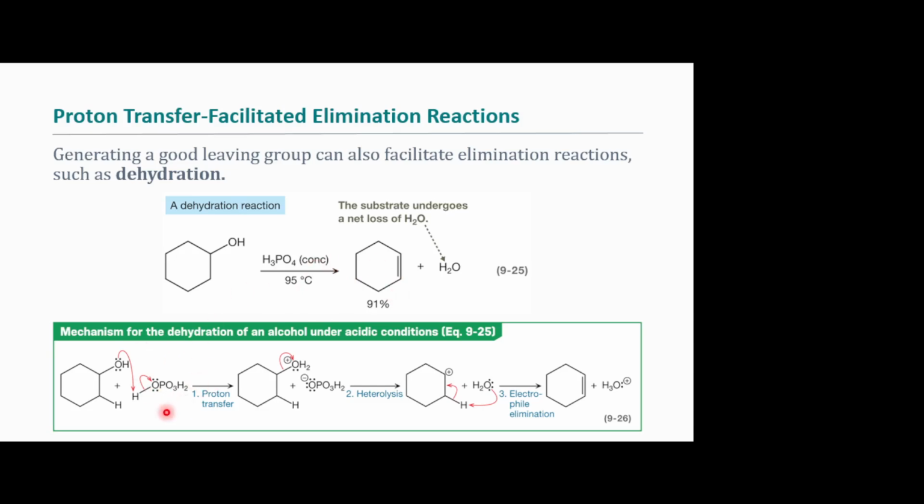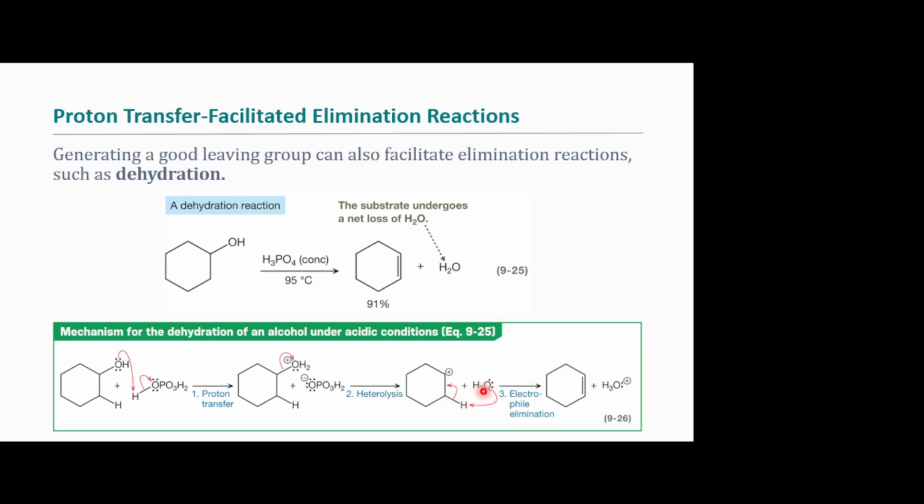So what we're doing here is we're putting the proton on in that proton transfer step, right? We're going to get our H2O leaving group, the H2O plus. In this case, we have a pretty poor attacker here. It's very stable in those resonance stabilized phosphates. And so what's going to end up happening is we're going to have heterolysis, and that's going to generate our carbocation. We have an aqueous solution, so we have water available that can act as our base.